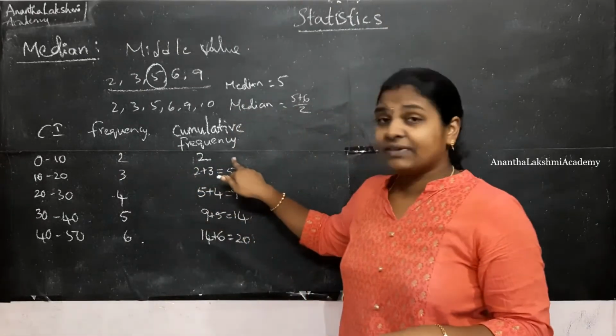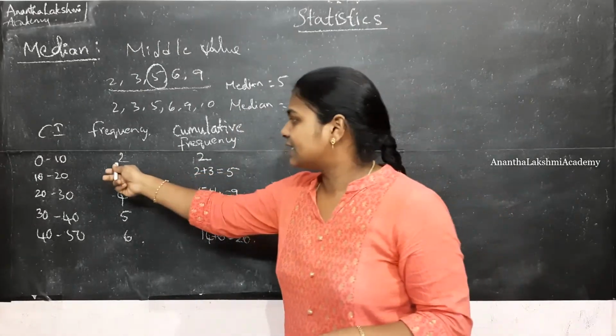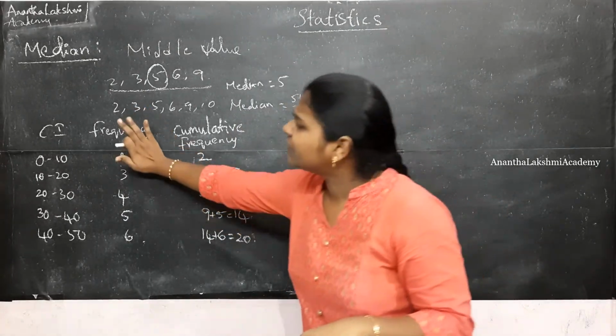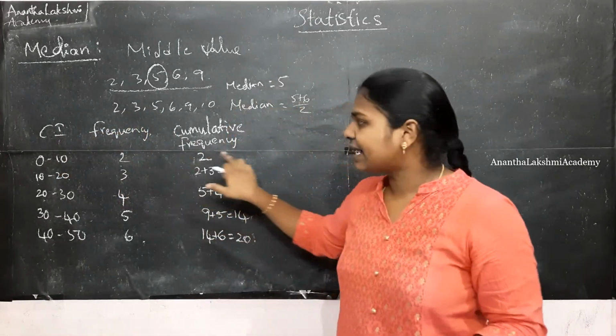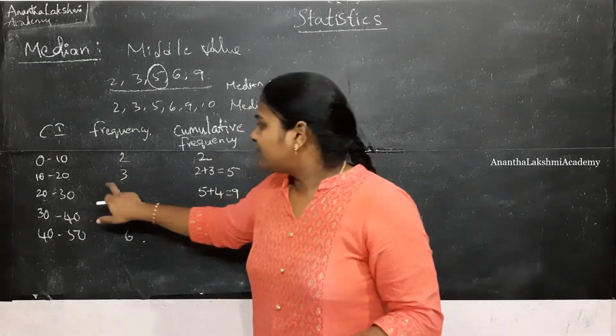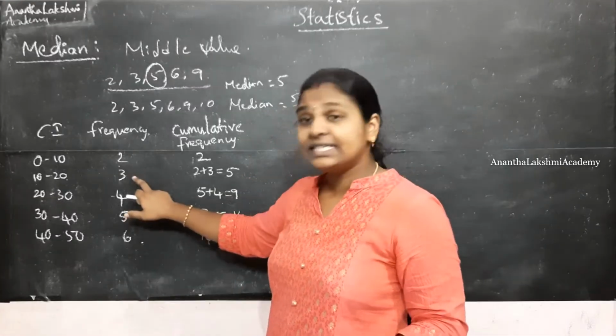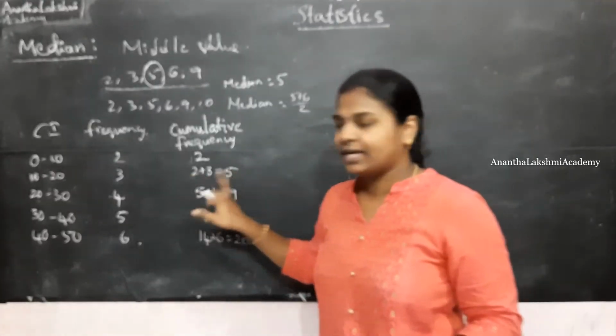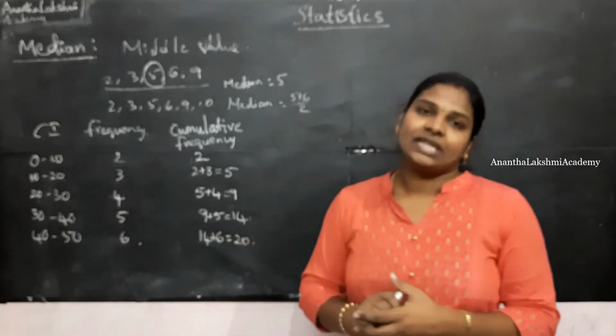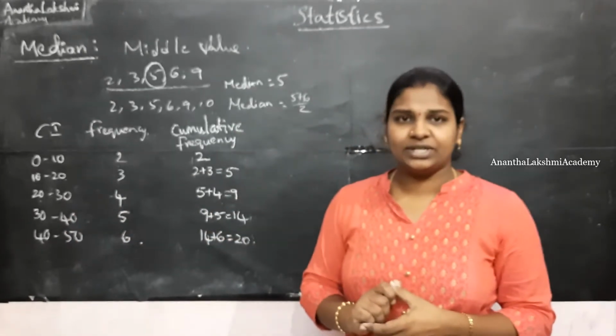What is the cumulative frequency of this particular column? It is nothing but the sum of the frequencies till that interval. That is nothing but 2. And for the second interval, when you have 3, the sum of the frequencies till that interval is going to be 5. For this interval, this is going to be 9. Like that we are going to calculate.